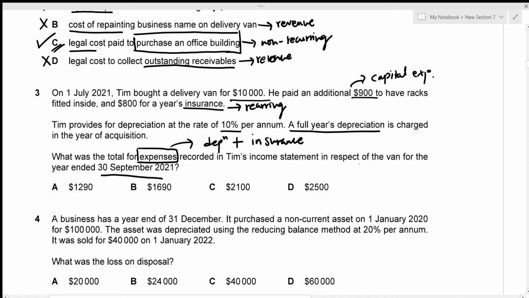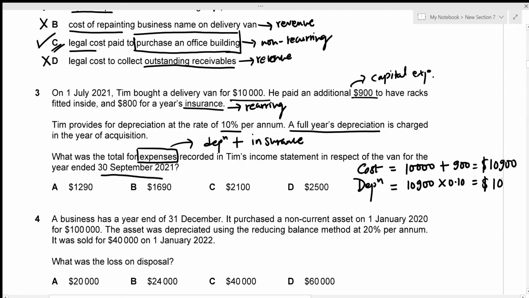In order to do so, we need to figure out the cost of the delivery vehicle first. So that's going to be the original cost of 10,000 plus the additional cost to have racks fitted inside. So that's 900, which gives us a total cost of 10,900. All right, next we'll figure out the depreciation. So the depreciation charge is going to be 10% of the cost. So that's just 10,900 into 10%, which gives us a depreciation of 1,090. All right, so we have the depreciation as 1,090.